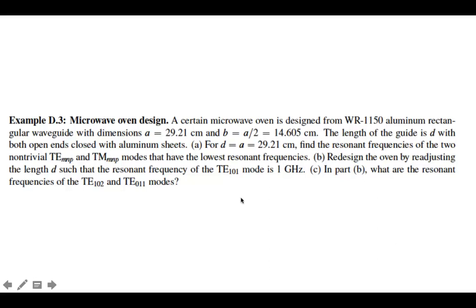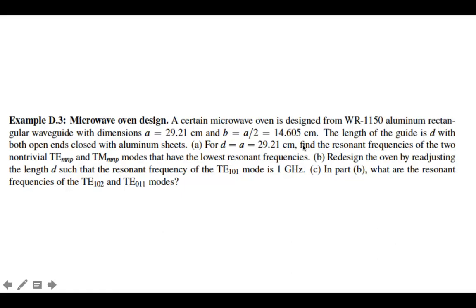Okay, for our final example, let's look at a microwave oven design. In this problem, we have a microwave oven. It's built from WR1150 aluminum rectangular waveguide. Dimensions A and B are given. We now want to set D equal to A. The length of the guide is D. Both ends are closed with aluminum sheets.